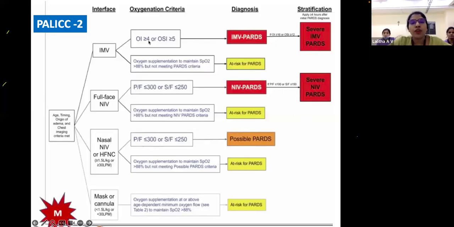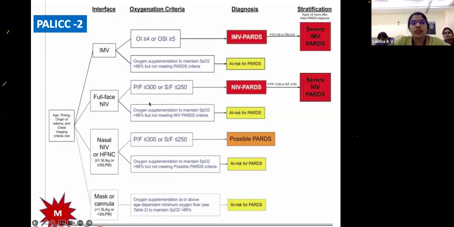So if OI and OSI, if IMV, the last slide we said, if OI is more than 4, OSI is oxygenation saturation index. Instead of your PaO2, you will replace it with SaO2. So if OI is more than 4 and it is fulfilling IMV criteria, after 4 hours of application, if the OI worsens to more than 16 or OSI worsens to more than 12, it becomes severe PARDS.